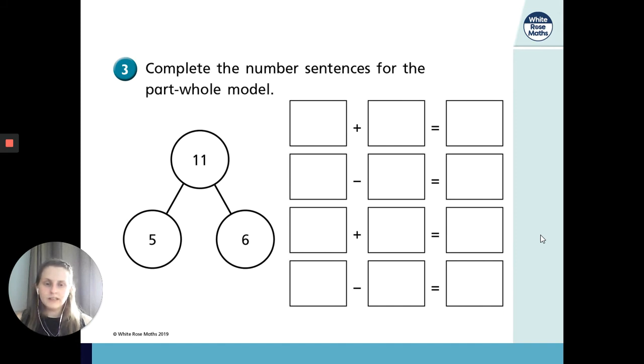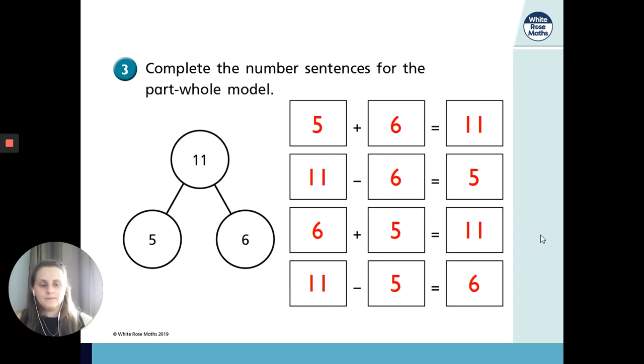Okay, hopefully you've had time to pause, have a go at that, and now we can look at our answers. So your answers are here. The first one should be 5 add 6 equals 11. You might have done 6 add 5 equals 11. That's fine, that will come up later on. Then you should do 11 take away 6 equals 5. Again, you might have done 11 take away 5 equals 6. As long as you've done all of those 4, it doesn't matter which order you've done them in.